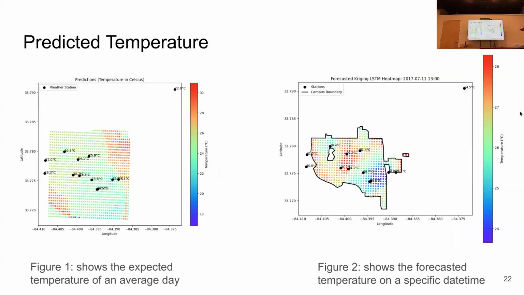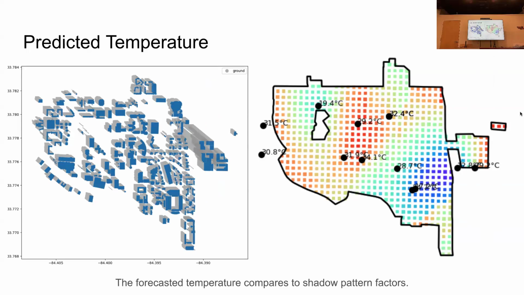And then we can use this to forecast temperature on an average day and also for the specific time that we want to. And moreover, we can see the correlation between our temperature and the shadow patterns on our campus, to see the correlation between shadow pattern and microclimate parameters.